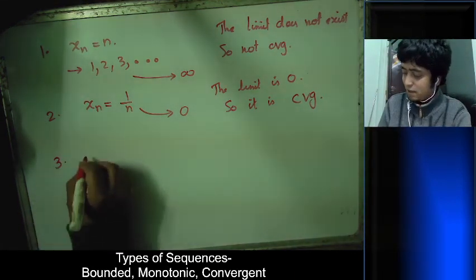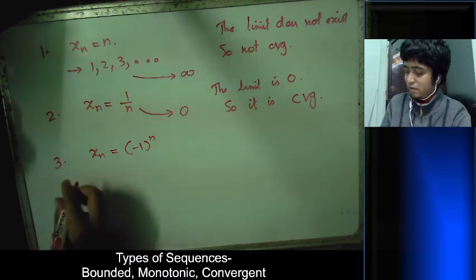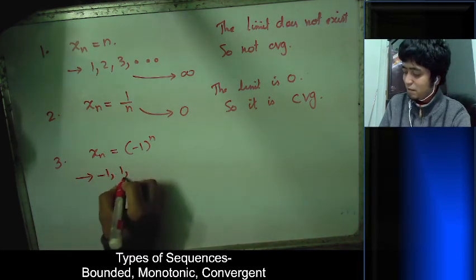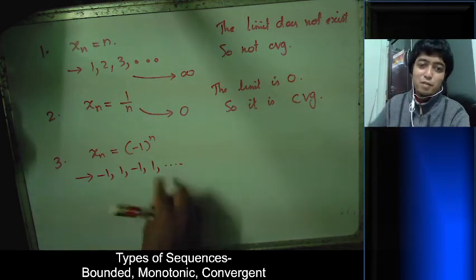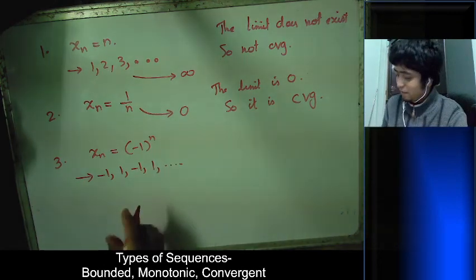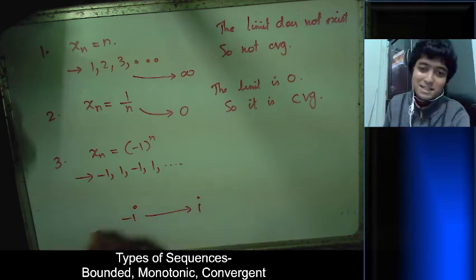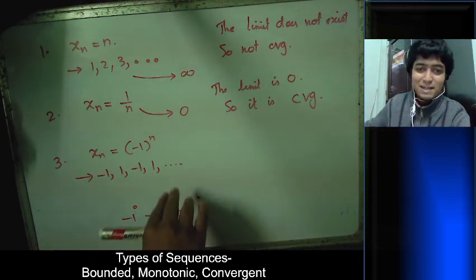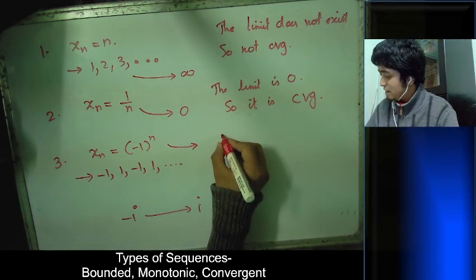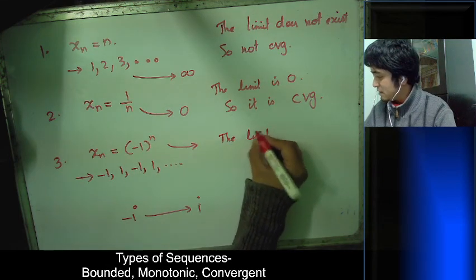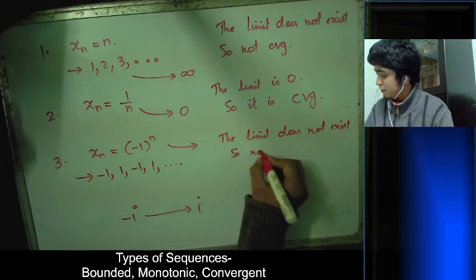Let's take a look at this one. xn equal minus 1 power n. If you expand this one, you will be getting minus 1, 1, minus 1, 1. It doesn't approach a fixed number, because it keeps on oscillating. From minus 1, it changes again to 1, and then the next step again it changes. It keeps on repeating this pattern. So that is why the limit does not exist. So not convergent.